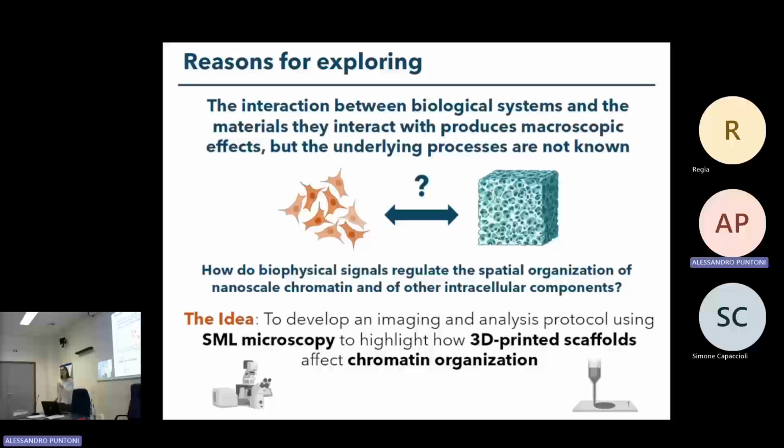So the idea of my thesis is to change the scale of observation and to go inside the cells. I developed a protocol to study what happens inside the cell's nucleus, the chromatin organization, using super resolution microscopy when the cells interact with a 3D printed scaffold.